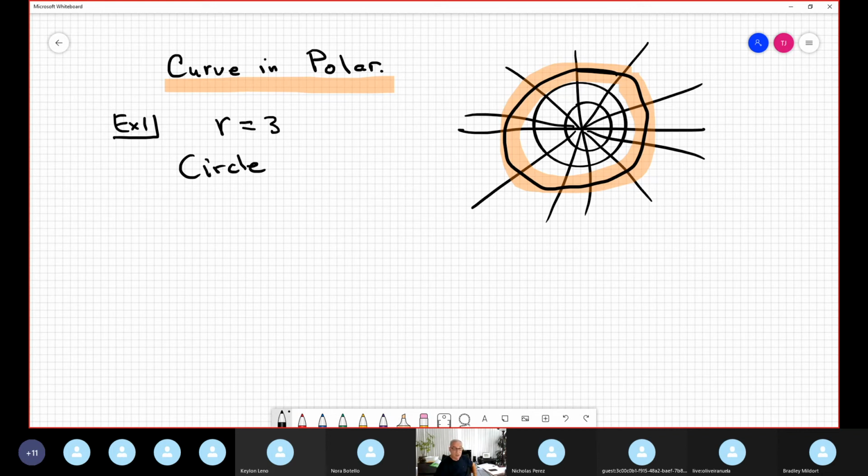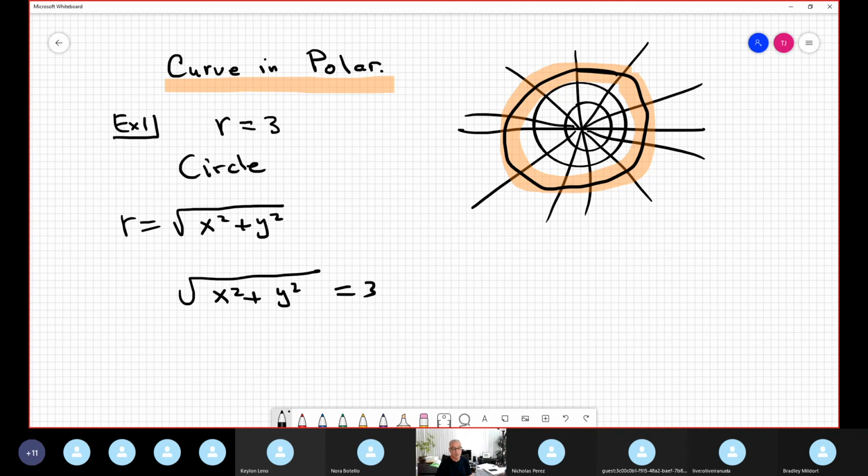Just in case, I want to show you. I know very well this equation: r in polar is the square root of x squared plus y squared. Suppose I want to convert the polar equation to rectangular because I am familiar with the rectangular, I'm not familiar with the polar. So I replace r. I put square root of x squared plus y squared equals 3. You square both sides because I want to eliminate the square root. And the equation is x squared plus y squared equals 9.